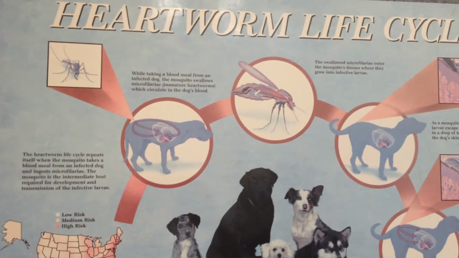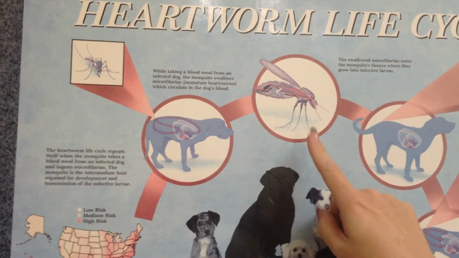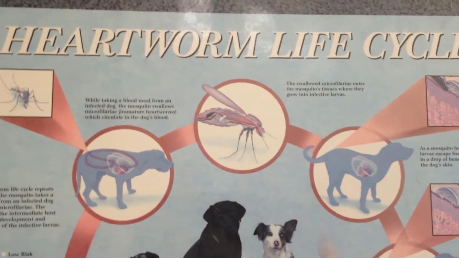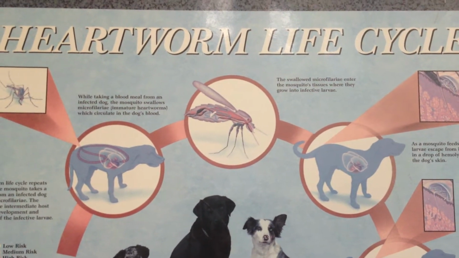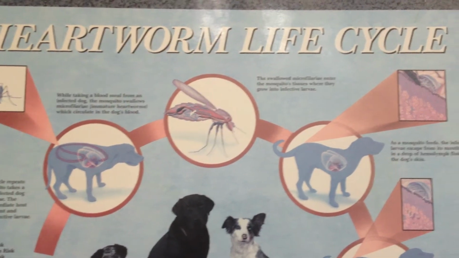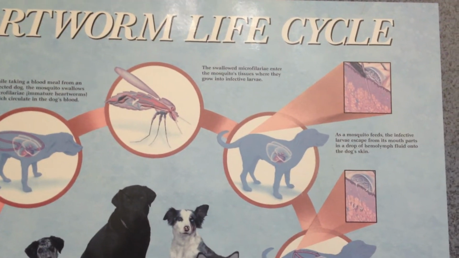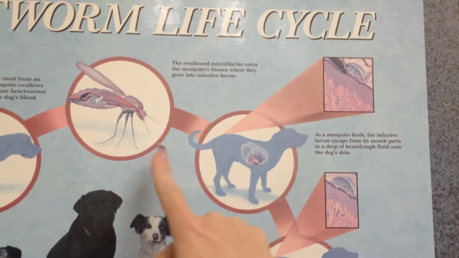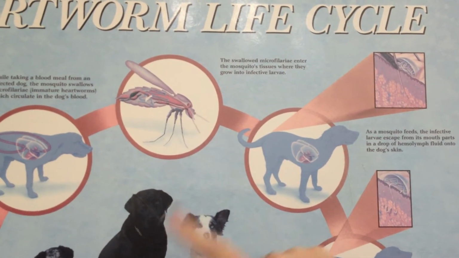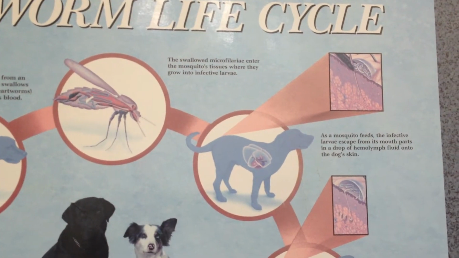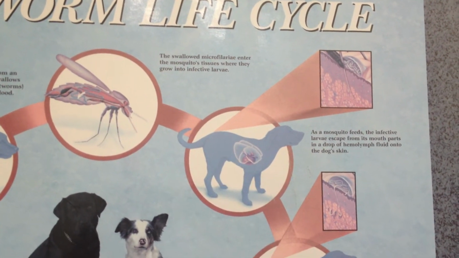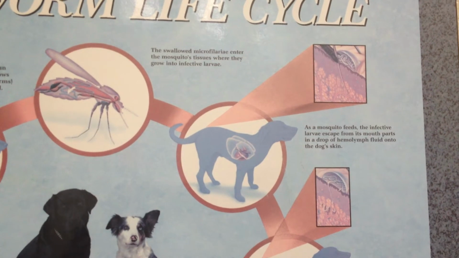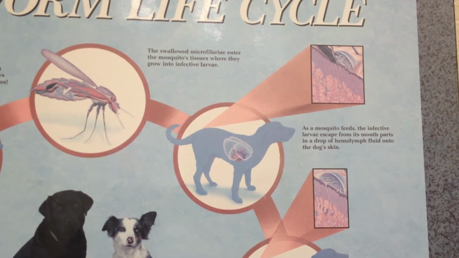Once it does that, it will take up those microfilaria into its body, and in its body they're going to mature through a few phases of larval growth. Once they reach the infective phase, which is stage 3 larva, they then move back down to the mouth parts of the mosquito. So when it bites another dog, it will then transplant those infective larvae around the bite wound of that pet that has just been bitten.